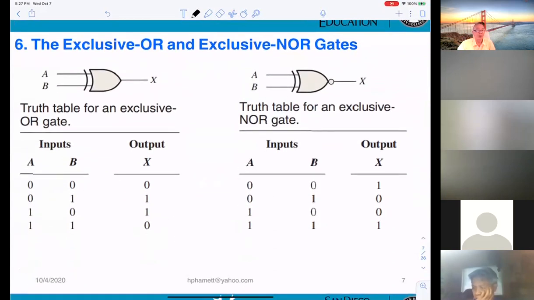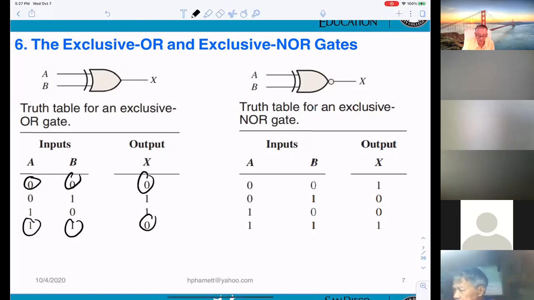You can see the symbol. This only gets two inputs and one output. Very simple thing. Input the same, output 0. Input different, output 1. So you see input 0, 0, output 0. Input 1, 1, output 0. Input 0, 1, output 1. 1, 0, output 1. Different input, output 1. Same input, output 0.